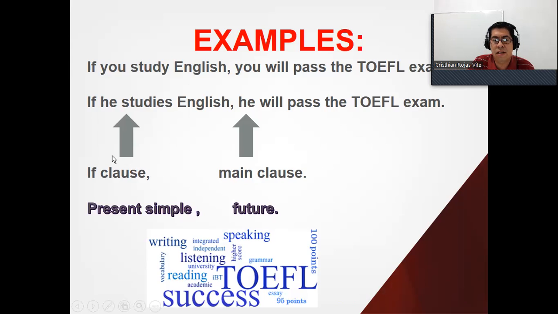So this is the first clause, and this is the main clause. Remember, in the first one, we're using the present simple. And in the second one, if you notice over here, the auxiliary will is because we're referring to the future. So just remember that information, take the necessary notes that you may need. Present simple and then future.